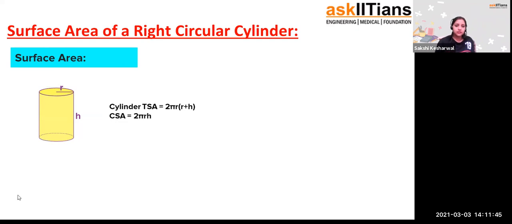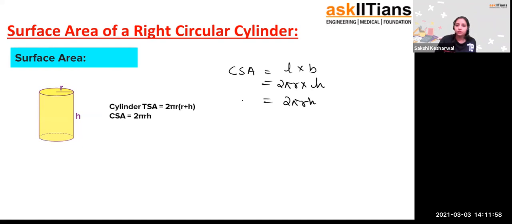So what is the TSA? First, what will be your CSA? Right now we did L into B, so this becomes 2 pi R into H. This is how you got the formula. That is 2 pi R H, that is the CSA. This is the derivation of the formula.